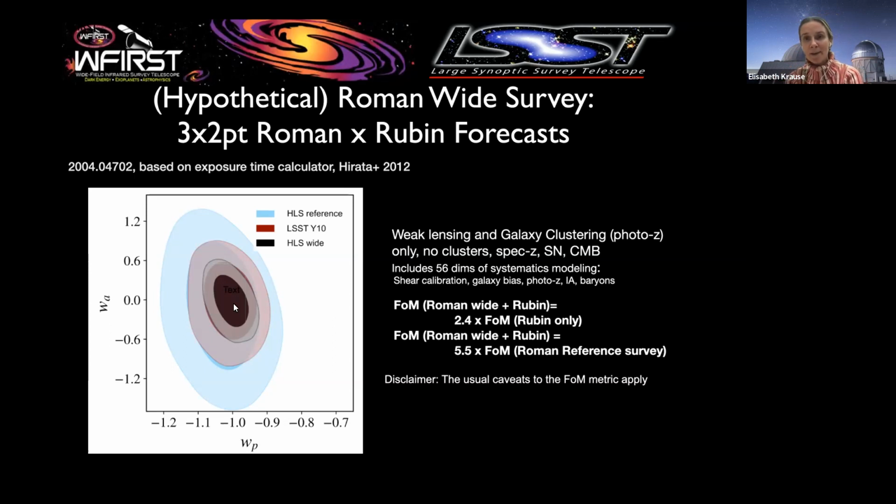So far, that's only weak lensing and galaxy clustering, not including clusters or spectroscopic redshifts. So there's, of course, much more optimization one could do. And we find that Roman-wide plus Rubin would be an improvement of about 2.4 over the Rubin-only case.